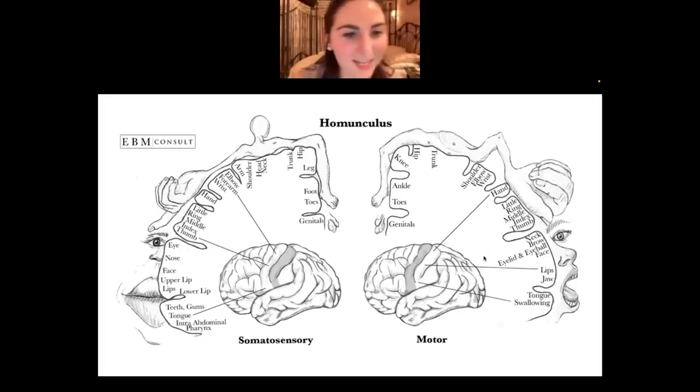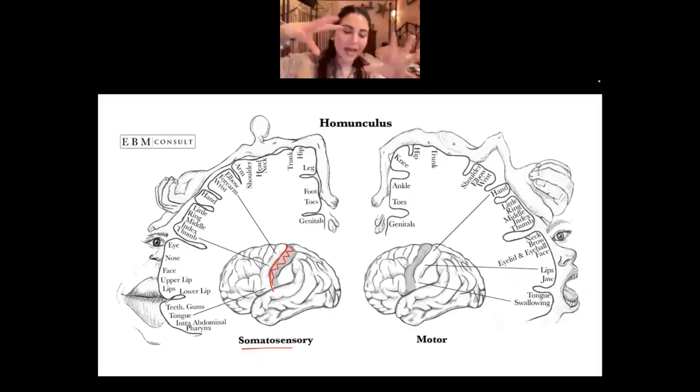All right, so this is the homunculus. Like I said, people don't really like the homunculus because it's weird, but I think it's great. So what it's basically trying to show you is, okay, here is the central sulcus. And they're trying to show you somatosensory, like we talked about, that's going to be post-central sulcus. So that's going to be what's in gray.